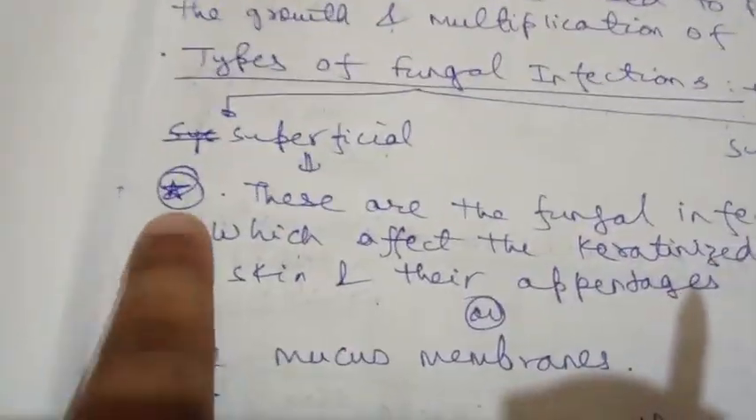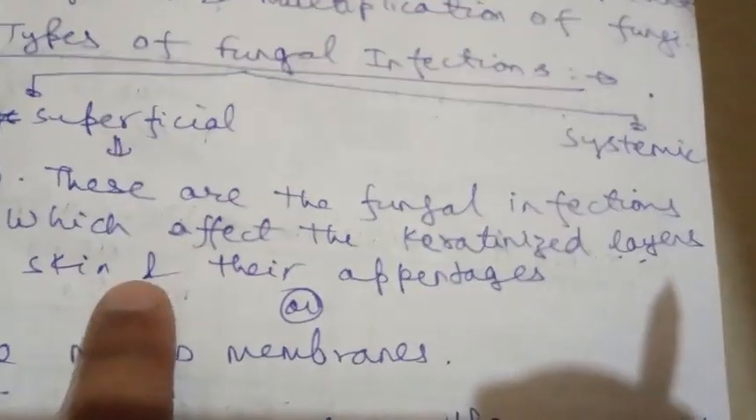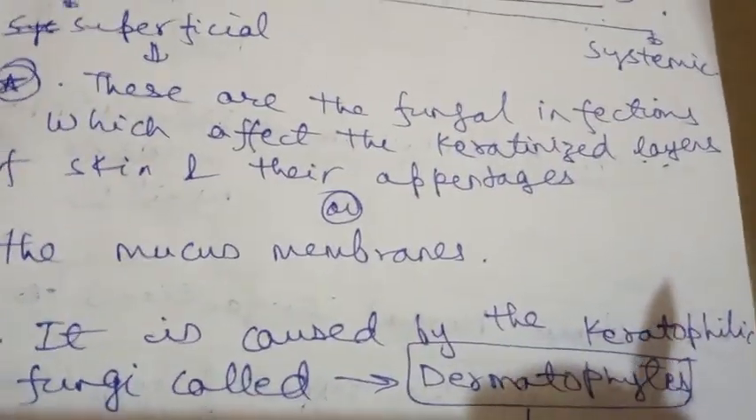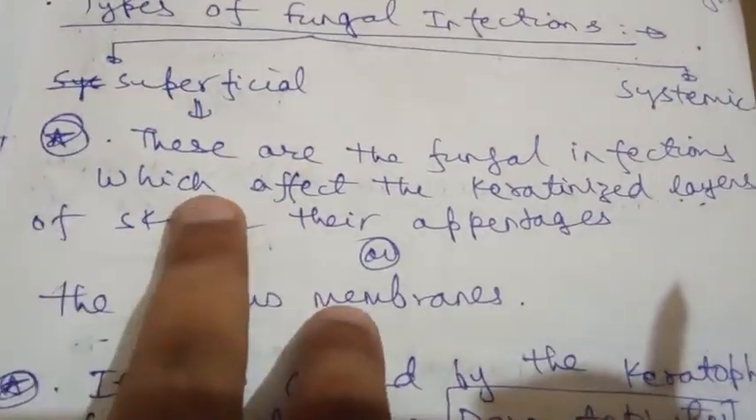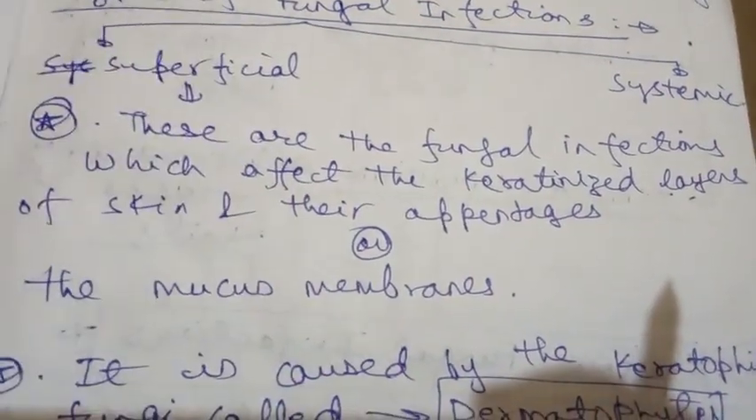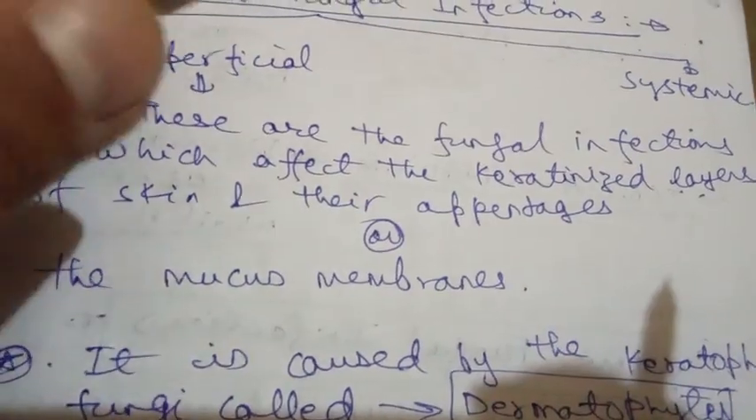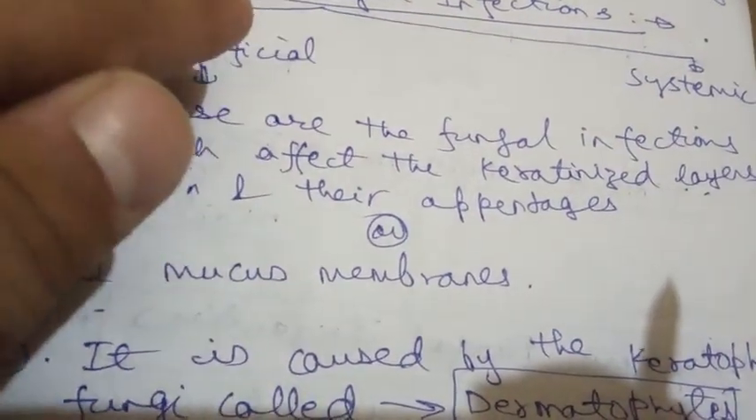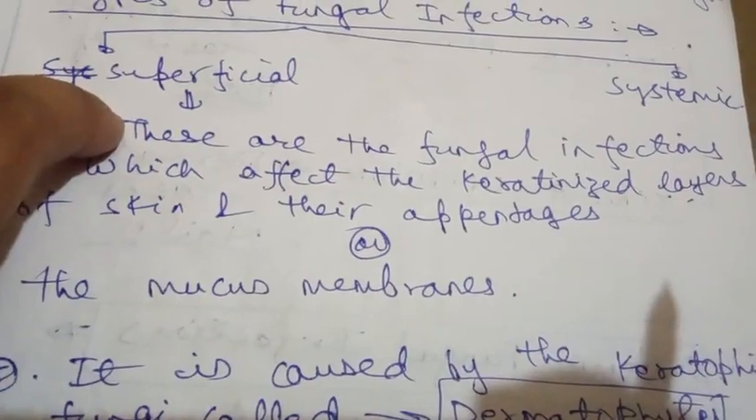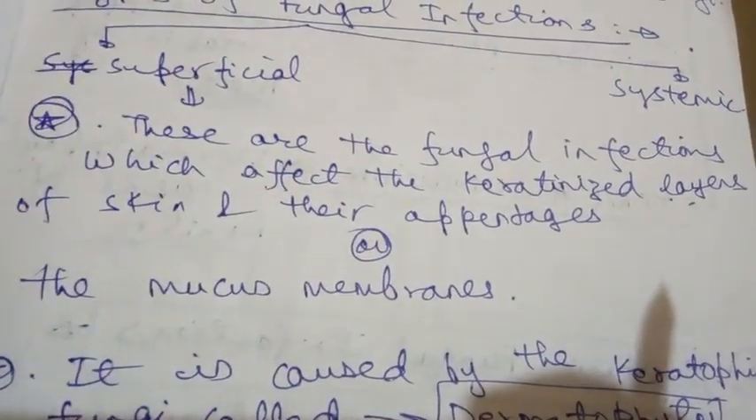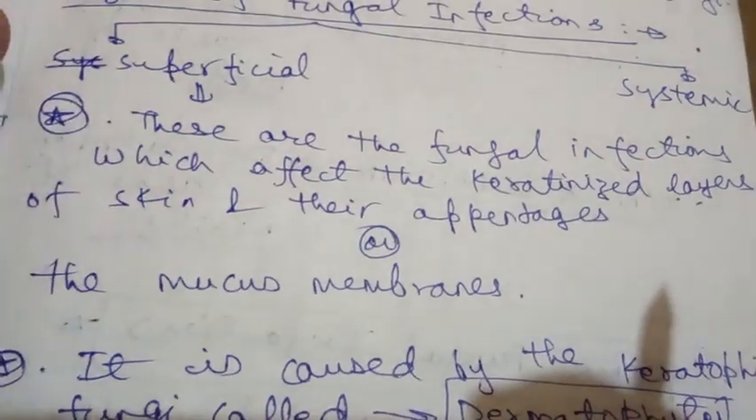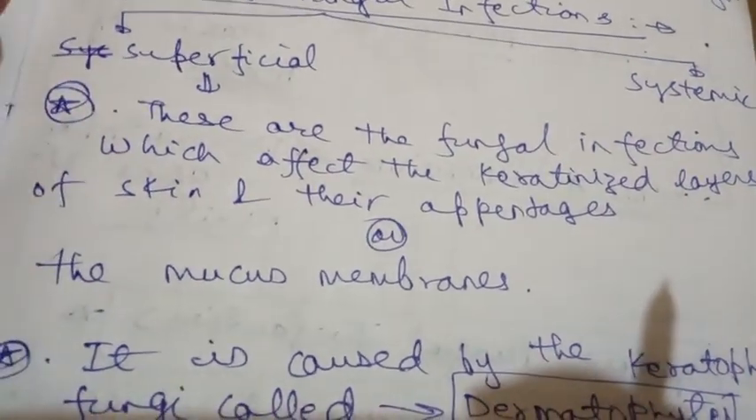Let's start with superficial fungal infection. These are the fungal infections which affect the keratinized layers of skin and their appendages or mucous membranes. It simply means that only the keratinized layer, the topmost layer of the skin, and the appendages, for example hair follicles and sebaceous glands, are affected, or the mucous membranes are affected.